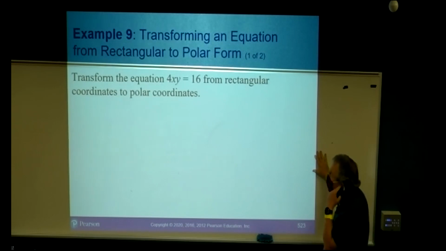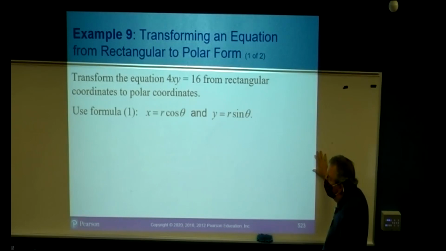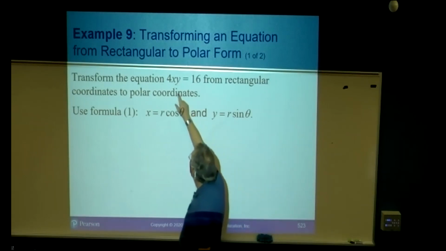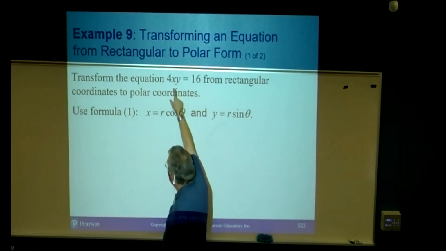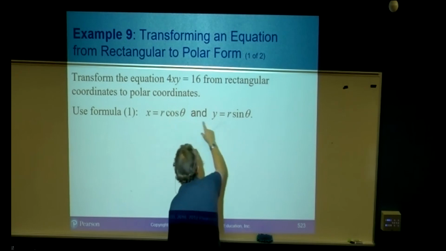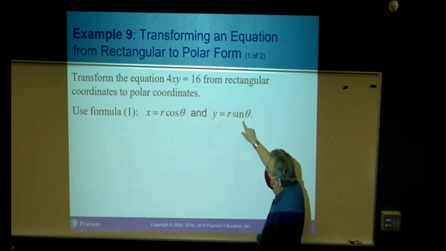Now we want to transform this from rectangular coordinates to polar coordinates. Well, I know what x and y equal: x equals r cosine theta, and y equals r sine theta. So we put those in place. 4xy equals r cosine times r sine. And then you have the 4 being multiplied in there as well.